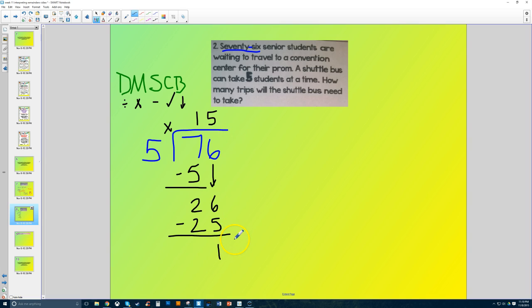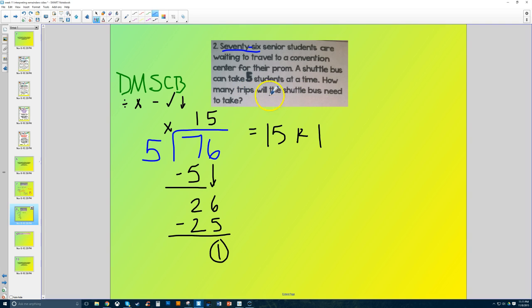Well, there's nothing to bring down, and so that basically tells me that my answer to this is a quotient of 15 and a remainder of 1. And I know that this is my remainder because this is less than my divisor. So I get 15 remainder 1. So let's try and figure out what that exactly means.